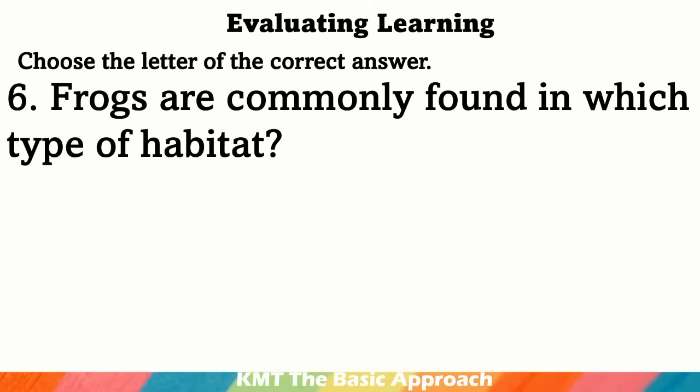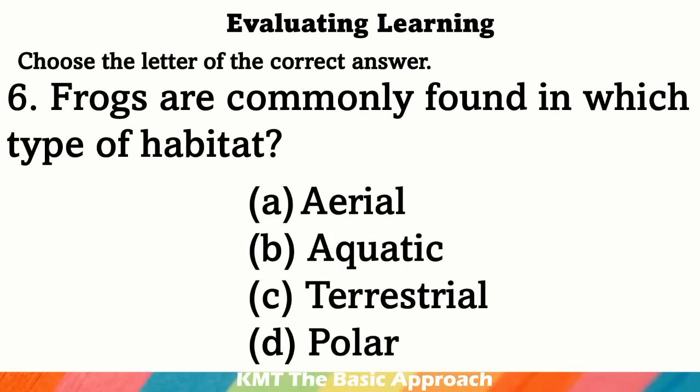Number 6. Frogs are commonly found in which type of habitat? A. Aerial. B. Aquatic. C. Terrestrial. Or D. Polar. What is the correct answer? Correct! The correct answer is letter B. Aquatic.